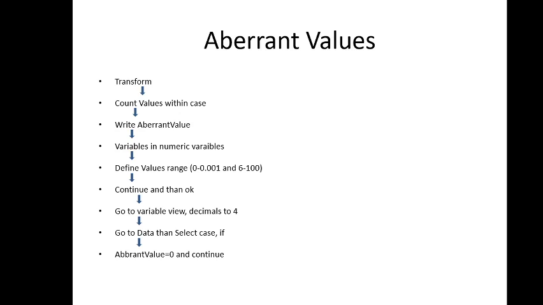So today we are going to discuss aberrant values, and the steps to be followed. But before that, what is an aberrant value? Aberrant values are those values which are not in your range. Suppose you have 1 to 5 Likert scales and you find there's a 55, 33, 22, 20 or 21. This happens because of typing mistakes.